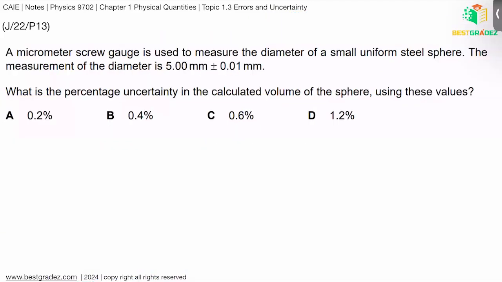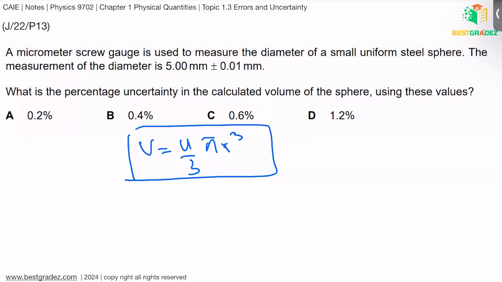Okay, June 22. What is the percentage uncertainty in volume of the sphere? Diameter is given. But you have to rely on the formula. Okay, volume is being talked about. Volume generally for a sphere is 4 by 3 pi r cube. So make sure you note down this formula. Generally diameter is more preferable.